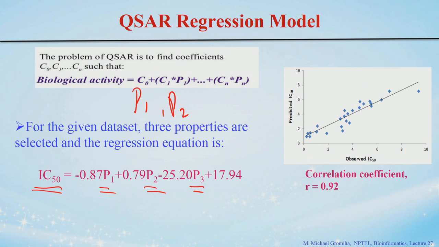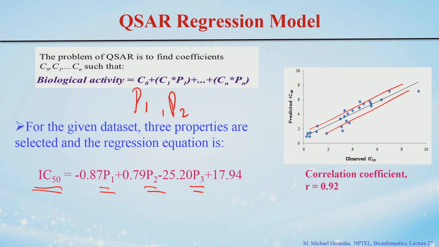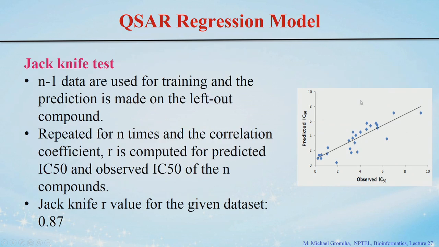If you see this equation, here these are the observed and predicted IC50 values, and most of them are very near to the line, this is the trend line. So, compared with the previous one, we can improve very significantly when we combine a few properties. Then you have to validate whether it is fine or not. You do that with the jackknife test.